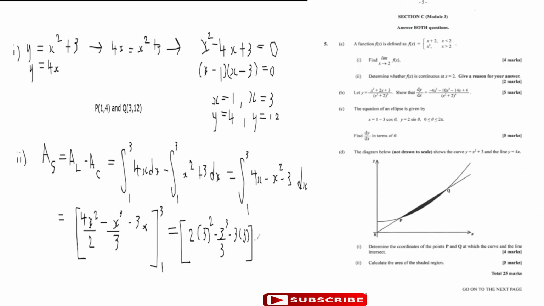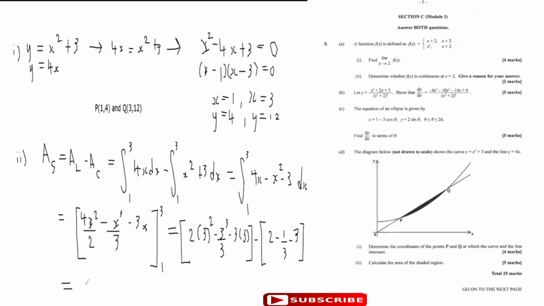Then you subtract. When you plug in 1, you have 4 times 1 squared over 2. That's 4 over 2, which is 2. Minus, plug in 1, you have 1 over 3. Minus, plug in 1, you have minus 3. And then you work that out now.